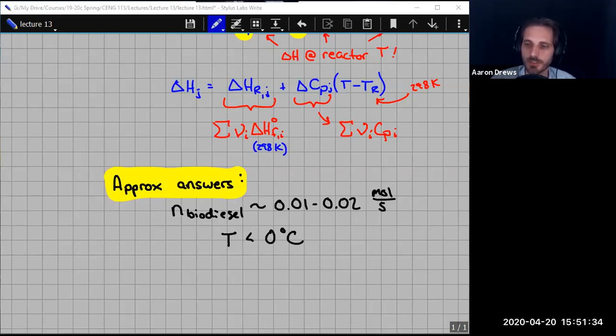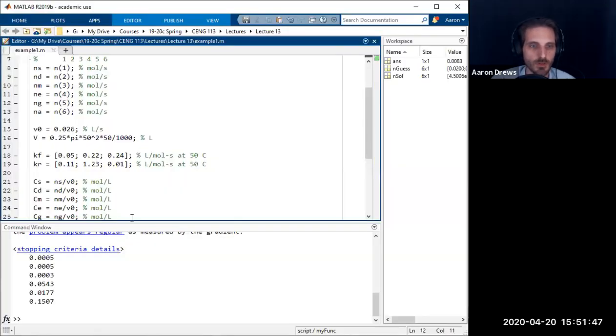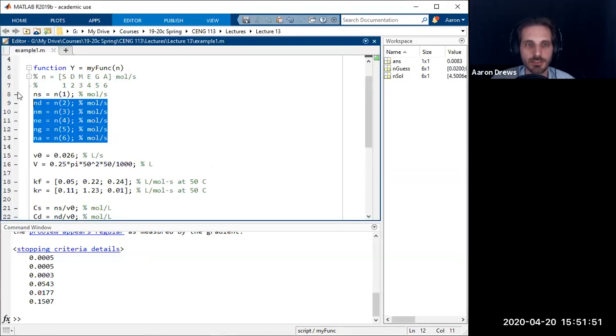So there's a question in chat. Where did the moles in the MATLAB file come from? Good question. Let's pull up that MATLAB file. Where are you at, MATLAB? There you are. The moles that are in the MATLAB file are given here, here, and here.